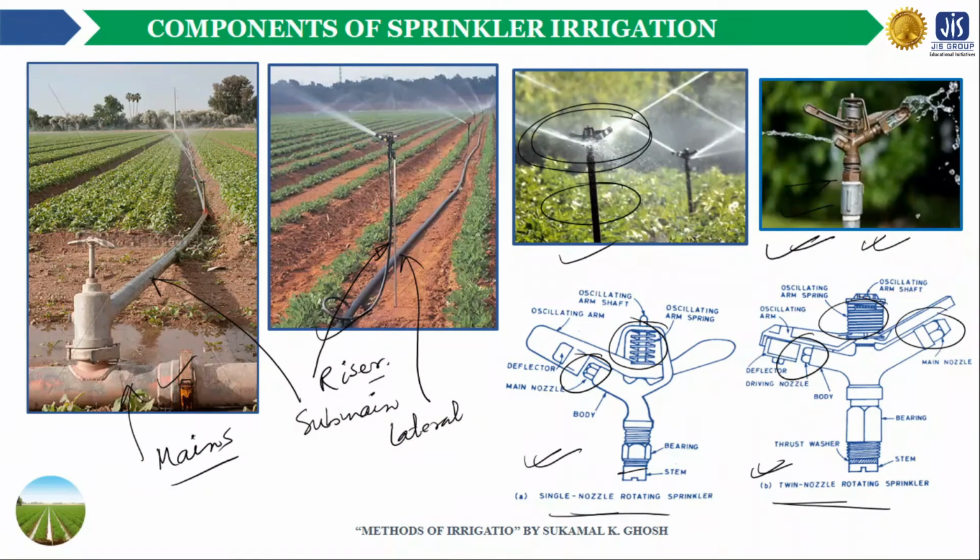So the spray of water is developed through the nozzles and it is sprinkled over a circular area of the land to be irrigated, which is covered by each sprinkler as it rotates. Now these rotating sprinklers are used very extensively for irrigation of almost all types of crops.